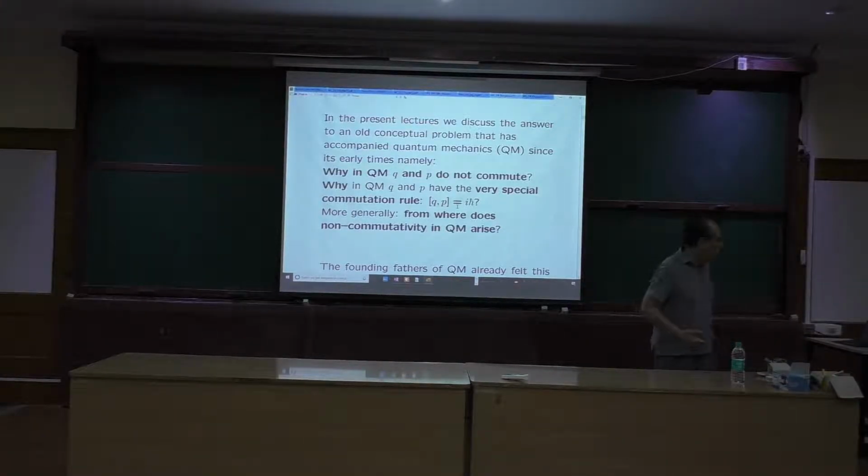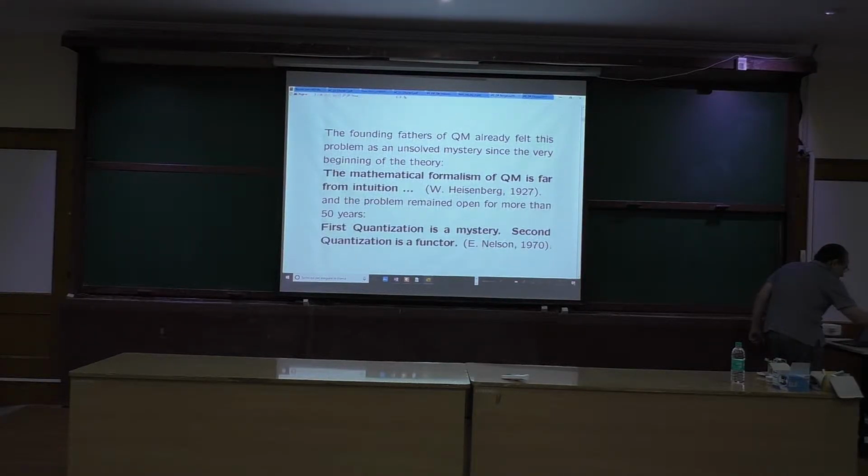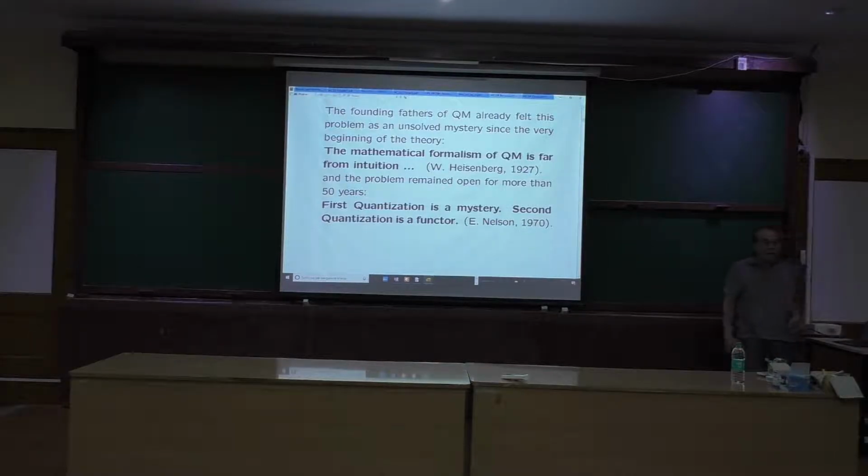There is a very old story about this question, and already the founding fathers of quantum mechanics asked themselves this question. Heisenberg wrote that the mathematical formalism of quantum mechanics is far from intuition. This is in the book Physics and Philosophy. And 50 years later, Nelson invented a kind of paradox by saying first quantization is a mystery and second quantization is a fountain. Now, we will come back to this Nelson sentence, and we will see that this fountain is in fact much more universal than what is usually meant by second quantization.